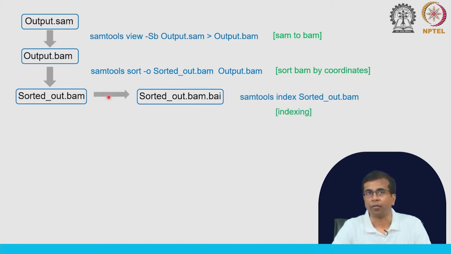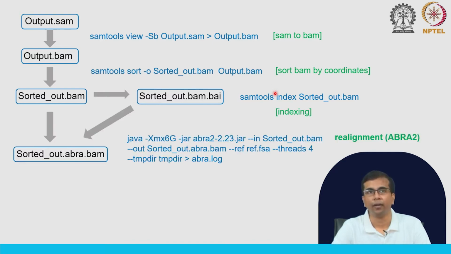Now, once we have this sorted_out.bam, we also generated this index file. We will see why this index file is important. This is important also for visualization. So, sorted_out.bam.bai, we use this function, samtools index, with the command samtools index sorted_out.bam. So we are creating this index file for this sorted_out.bam file. Then we use these two files for realignment using this tool called ABRA2. Then we use this command specifically.